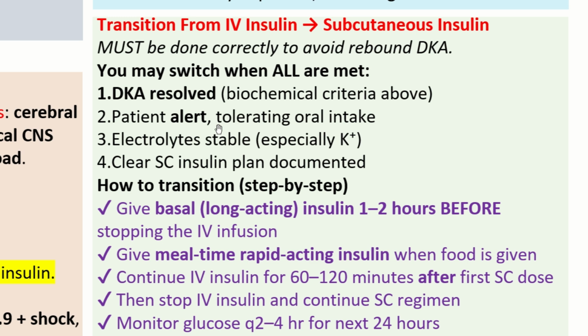The patient is alert and tolerating oral intake. Electrolytes are stable, especially the potassium. We have a clear subcutaneous insulin plan documented. If you don't have a subcutaneous insulin plan, please, you have to make one. You have to determine the best thing you're going to give, the premix, and things like that.